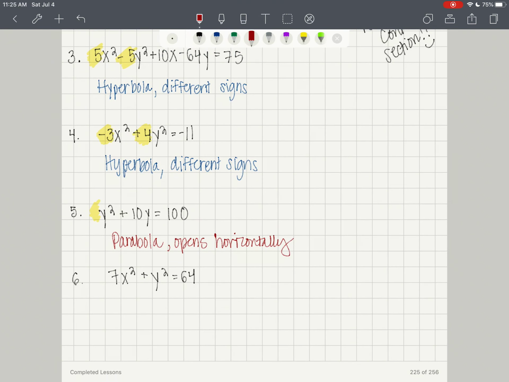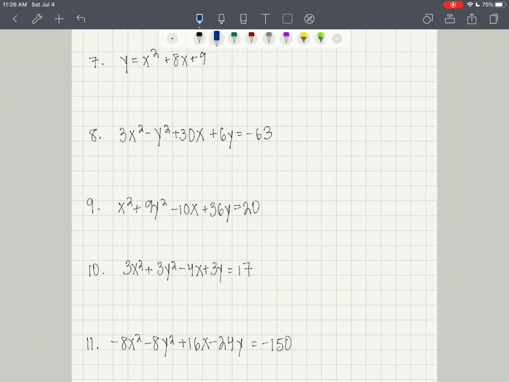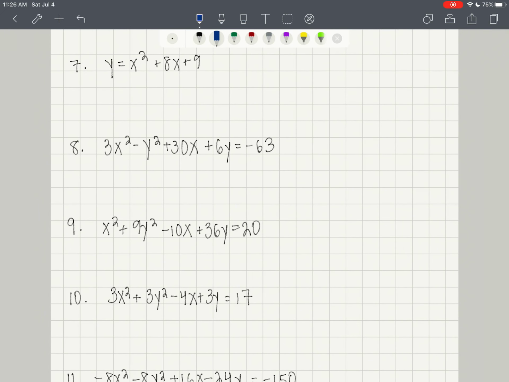7x squared plus y squared equals 64. Let's look at this. We've got a positive 7 and a positive 1. Hopefully you got that right. That's an ellipse. And that is same sign, but not equal. Okay, hopefully you know how to explain these.